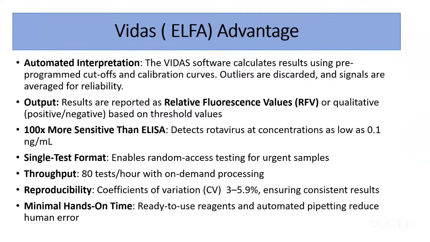In what do we measure the output is important. RFV, relative fluorescence value, or qualitative, based on the threshold value, depending on the assay you are doing. So it is 100 times more sensitive than ELISA. Different studies have shown it differs for different analytes.